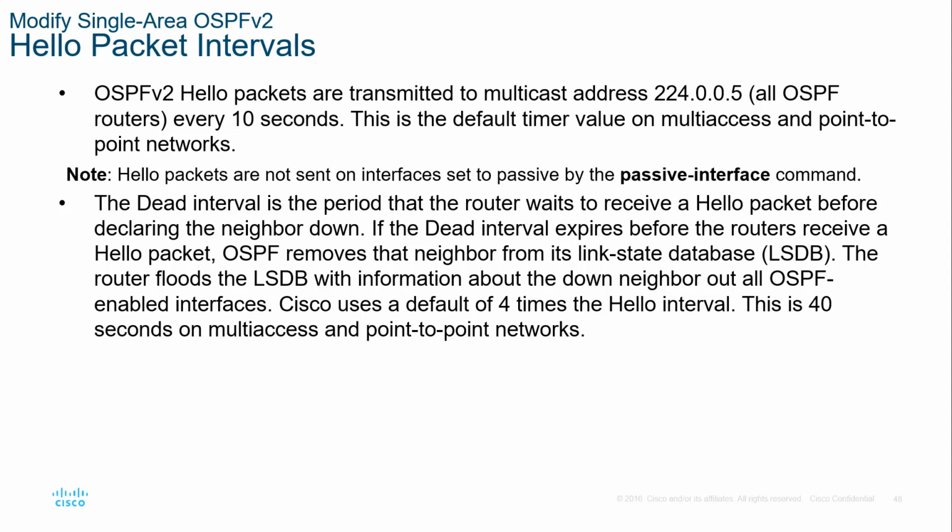So if the router does not receive a hello packet from its neighbor within 4 times the normal hello interval, then it will declare it's dead. So Cisco uses the default of 4 times for the hello interval. This is basically 40 seconds on a multi-access or point-to-point network.